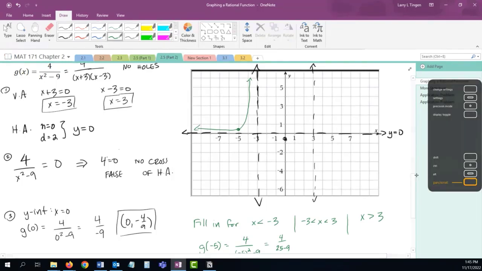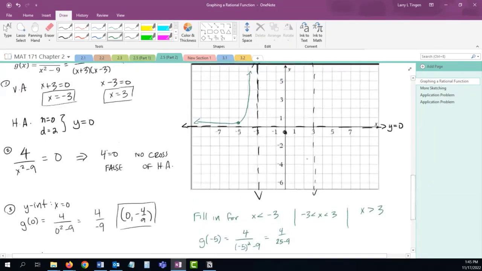What about down here in between? Well, somebody tell me what you think this is going to do. When x is 0, I'm at -4/9, so what's going to happen? Well, I can't cross the vertical asymptotes. I never cross the horizontal asymptotes. So if I'm going to just hug asymptotes, well, then this is going to hug and come down. This is going to hug and come down.